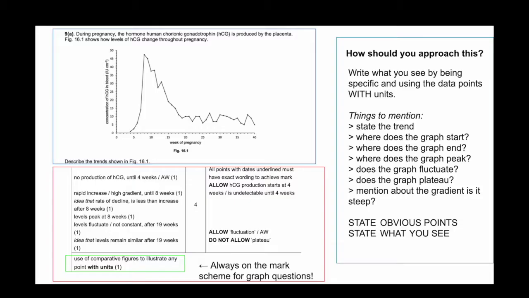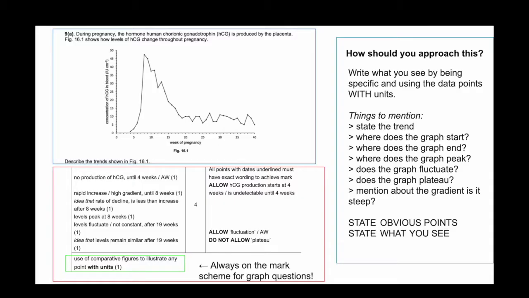So if we look at the mark scheme, it says no production of HCG until 4 weeks. That is answering what I said about where the graph starts. Then it talks about rapid increase, high gradient. Then it says the decline, the peak, the fluctuations, and it also says it remains the same after 19 weeks. All of those points are very vital to write. And there's always going to be a mark for use of comparative figures, so that always comes up on the mark scheme.